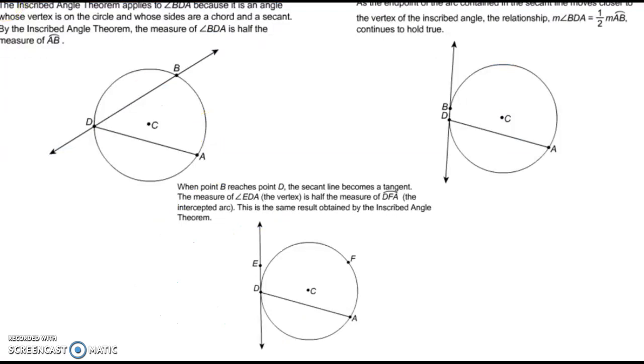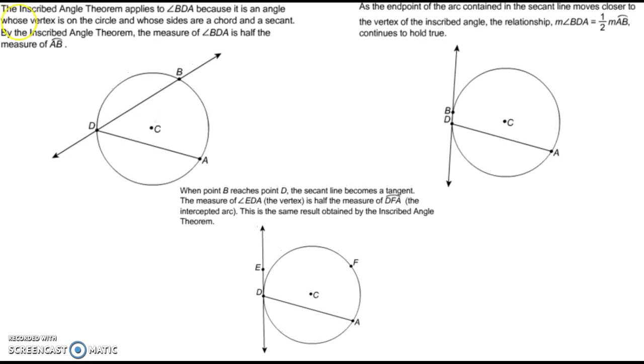Here are some important definitions. The inscribed angle theorem applies to angle BDA here. Remember, we talked about the inscribed angle theorem already before. That's an angle where the vertex is on the circle. And then notice now we're going to add in our new terminology. The sides of this angle are a chord and a secant. So here's a chord going straight across.